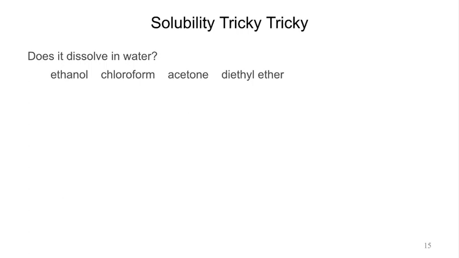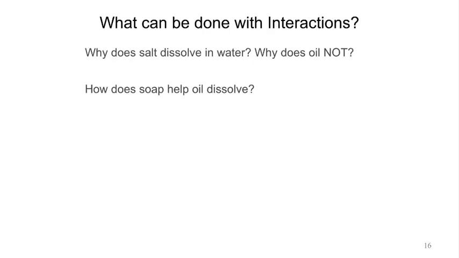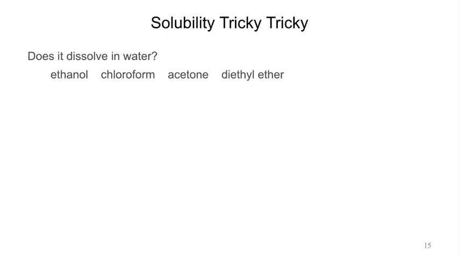So, I think we're now done with solubility. What can be done with our interactions with our solubility? We can talk about salt and water and oil, but the big deal that I would really kind of push to is soap. How does soap help stuff dissolve? It emulsifies. How is it emulsifying? What is it doing?